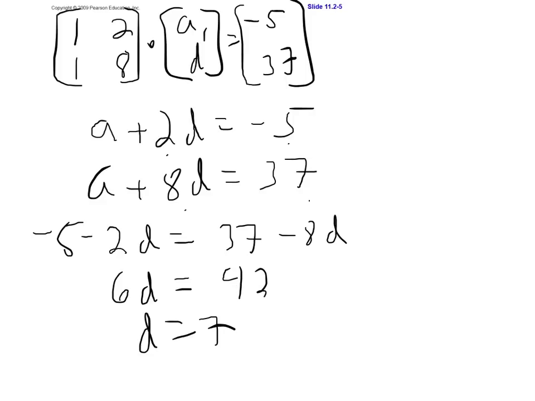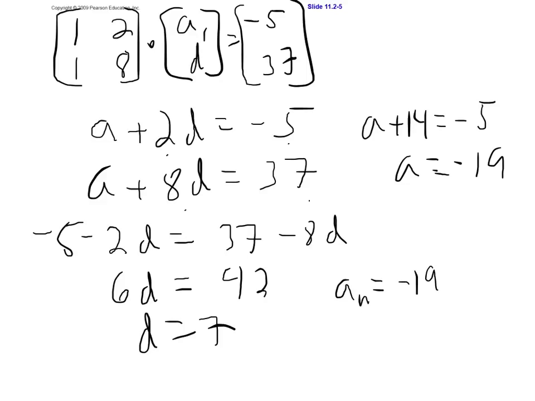If the common difference is 7, a plus 14 has to equal negative 5. So subtract 14, a would have to equal negative 19. We could also do the same kind of check on the second one. I believe that's the same. So they want us to construct the sequence. So a sub n equals negative 19 plus 7 times n minus 1. If we simplify that, we'd have to distribute the 7 through. So 7n minus 7 and minus 19.